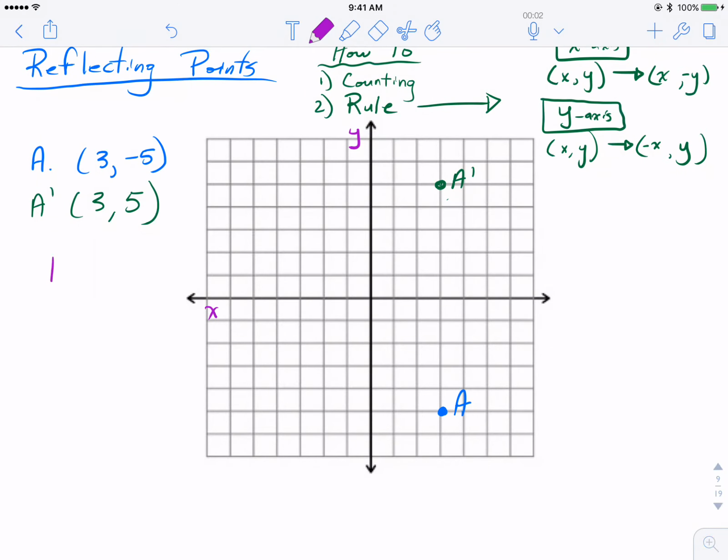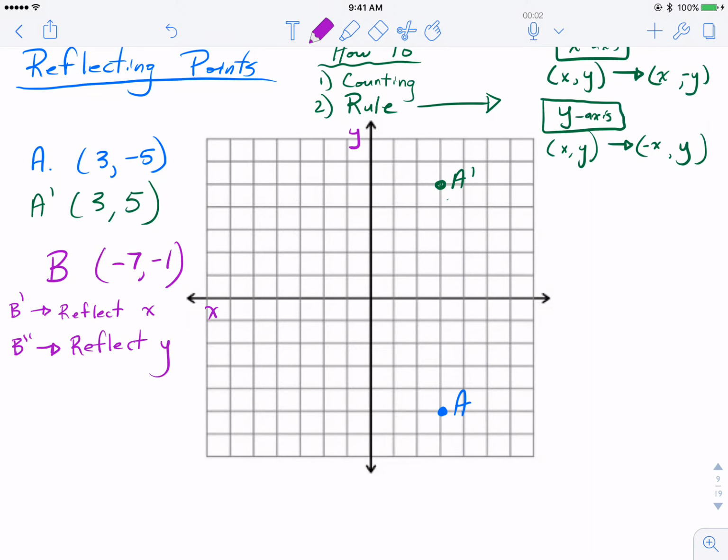Let's do B. And let's say B is at (-7, -1). And we're going to do two reflections. We'll reflect it over the x-axis, and we'll call that B prime. And we'll do B double prime, which will be a reflection of B prime over the y-axis. Okay, so let's start with B itself.